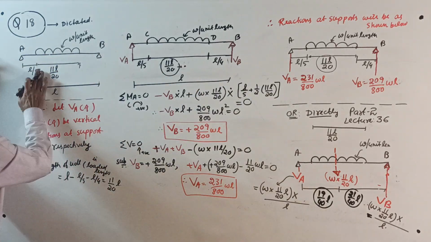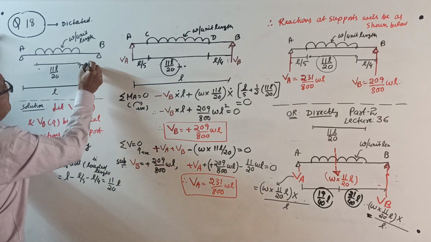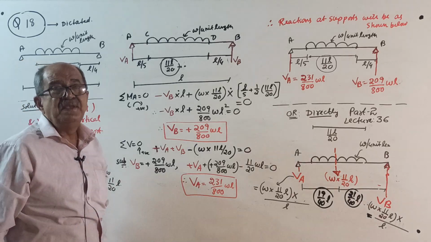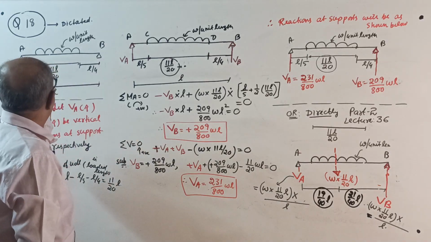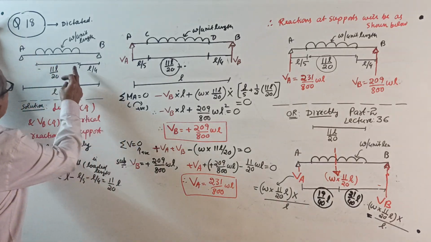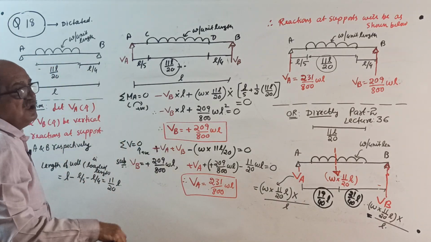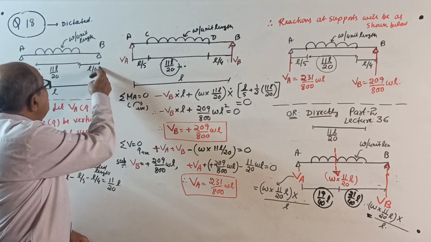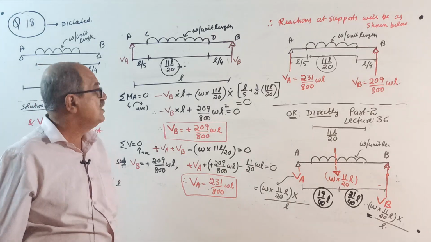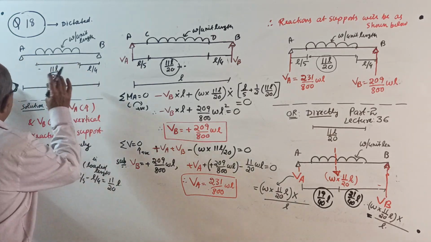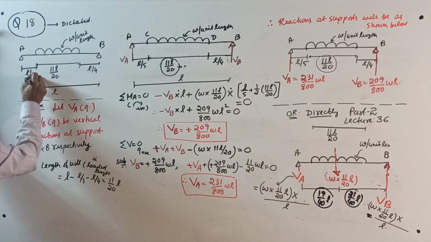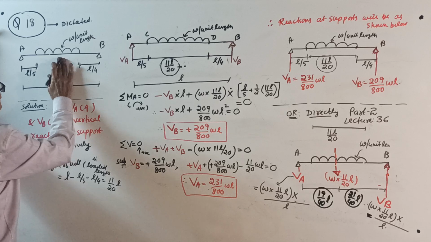Or they may not give L by 5 here. They may give L by 4 here, and now the question will be some other way. See, a simply supported beam of span L is loaded by a UDL of W per unit length for a length of 11L by 20, which starts at L by 4 from the right end. Okay, then you can get this one. But actually, in our question they told L by 5 here, L by 4 here, this is not given.